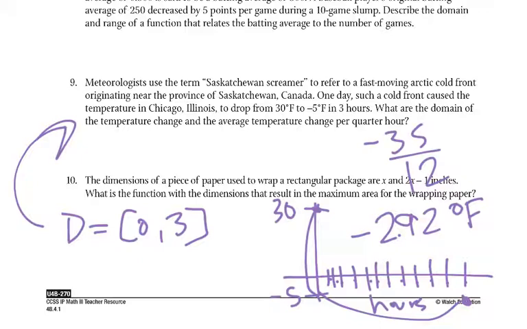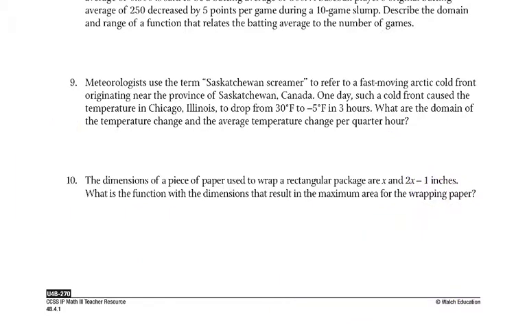All right, number 10, last one. Let's be done with this homework. The dimensions of a piece of paper used to wrap a rectangular package are x and 2x minus 1 inches. So we've got a piece of paper here. It's x and 2x minus 1. What is the function with the dimensions that result in the maximum area for the wrapping paper?